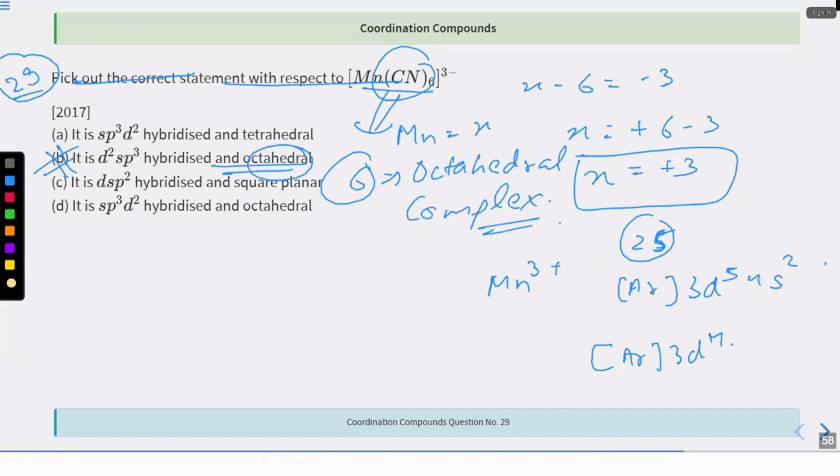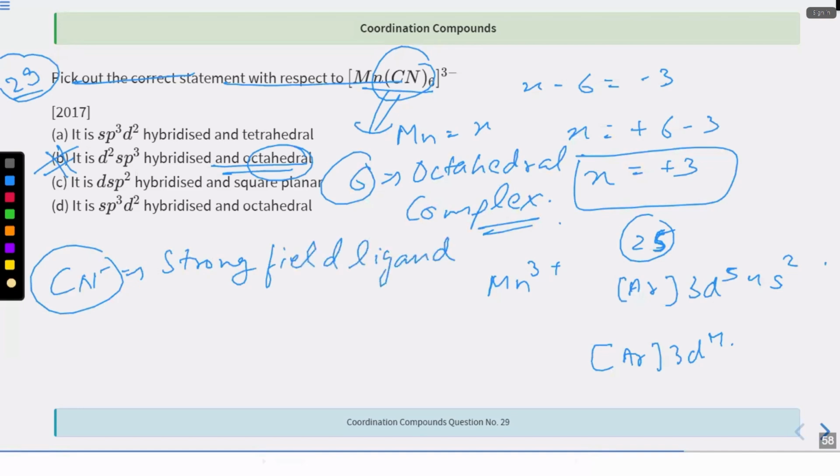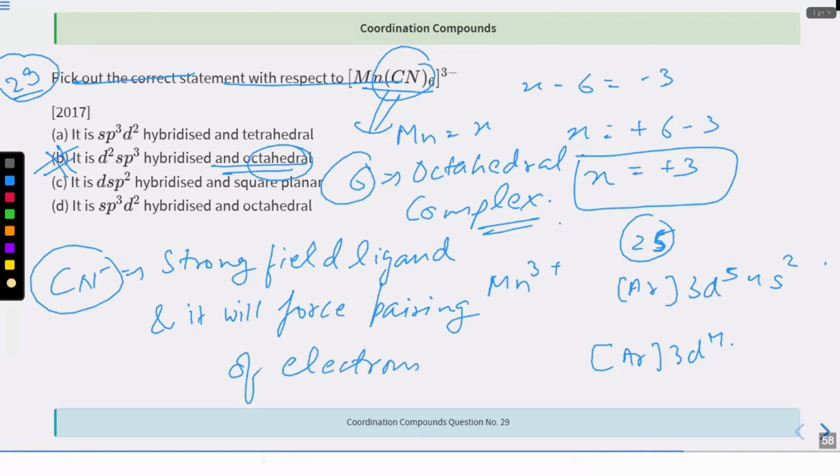Okay. So again, a simple one. Just remember this thing that CN minus is a strong field ligand, and it will force pairing of electrons. So it will pair the electrons, and we will get d2sp3 hybridization.